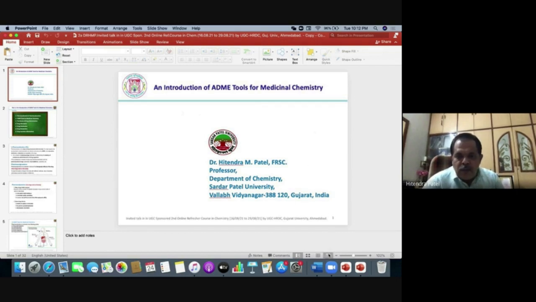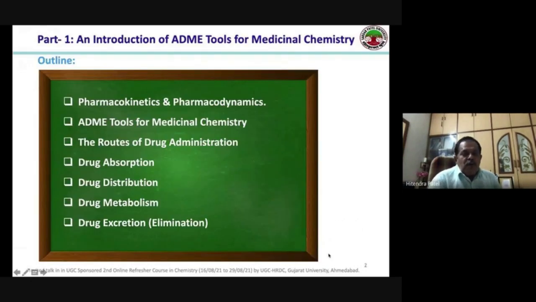Let me try to show you the full view. So when we talk about medicinal chemistry, definitely two important words come to our mind, that is pharmacokinetics and pharmacodynamics. Specifically, I will discuss briefly the ADME tools for pharmacokinetics. So, ADME tools for medicinal chemistry, specifically in the case of pharmacokinetics, and the route of drug administration. This route of drug administration, I will briefly discuss with you for drug absorption, drug distribution, drug metabolism process, and drug excretion, or we may call it drug elimination.